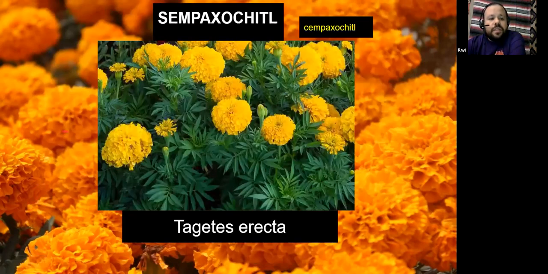So specifically the type that's used for the Day of the Dead, Mexica Ilwit or Shantolo, is this kind. This is its scientific name. It's known as Sempoalxochitl. Right? This is how it's written in the New Orthography. Classical orthography is written like this, Sempoalxochitl. As you can see, it's orange or it can also be yellow.